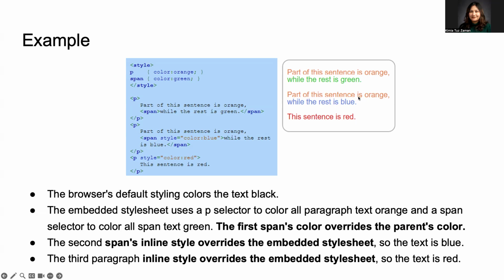In the second sentence, the embedded style sheet says text should be orange, but the span has an inline style that sets it to blue. Since inline styles are stronger, the span shows up in blue, overriding the style sheet. Finally, in the third sentence, the paragraph itself has an inline style that makes the whole text red, because inline styles override the style sheet rules. This entire line shows in red. So this example neatly demonstrates the cascade: browser defaults are overridden by the style sheets, and the style sheets are further overridden by inline styles.